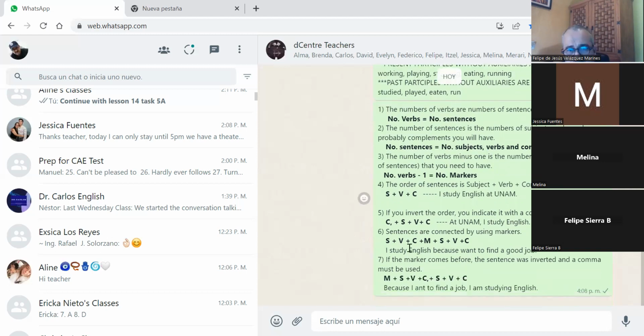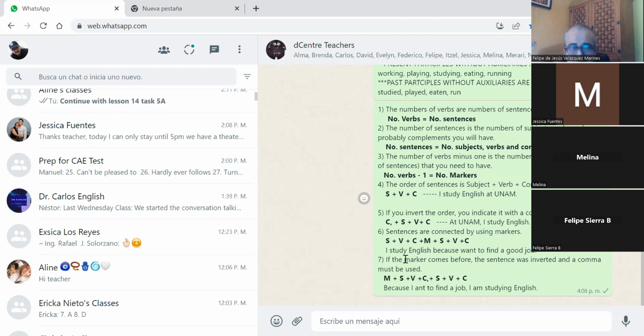We can have two sentences, but we will know that because we have two verbs. Yes, and then if we have two verbs, two conjugated verbs, we have two subjects, two verbs, two complements, and one marker. Why one marker? Because the number of verbs minus one is the number of markers. So we have two verbs, minus one, one. So we need a marker. I study English because I want to find a good job.